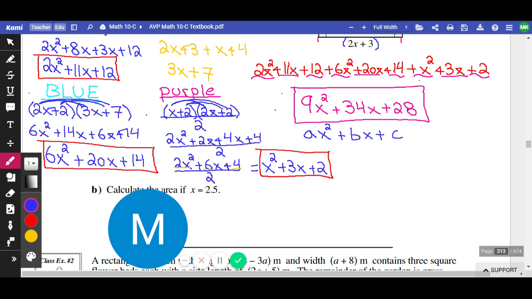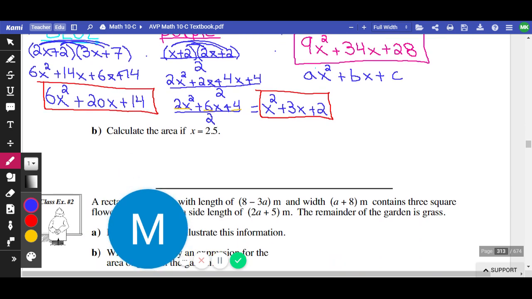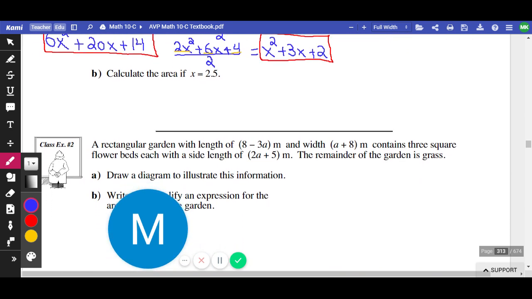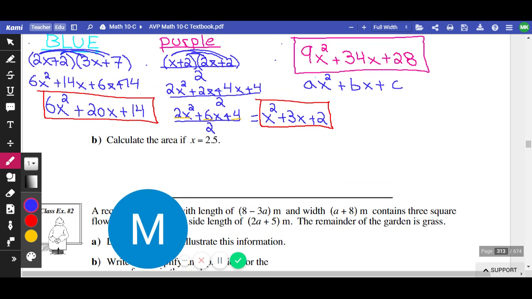Awesome. The next part of this question is a little interesting. It says, calculate the area if x equals 2.5. They're telling you to take that value of x equals 2.5 and put it into the area that you just figured out. That means change the letter x to be 2.5 and then put it in your calculator and get an actual value for your area.